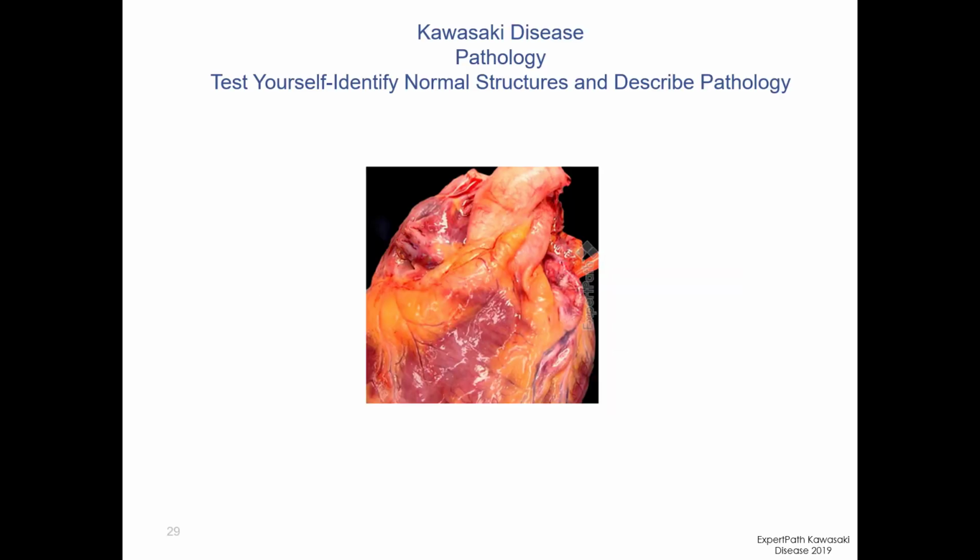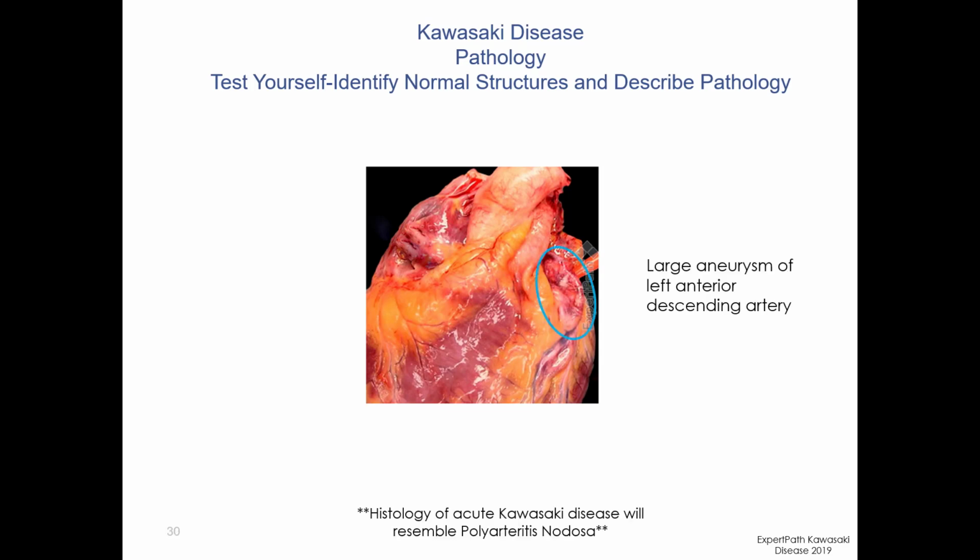Here is our gross picture of Kawasaki disease. Go ahead and describe it. The answer will be on the next slide. You can see this heart has a large aneurysm of the left anterior descending artery, which is circled in blue. The histology will, of course, resemble polyarteritis nodosa.